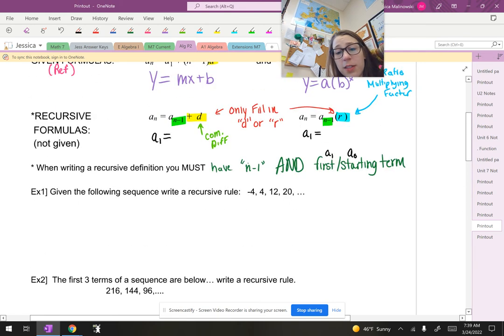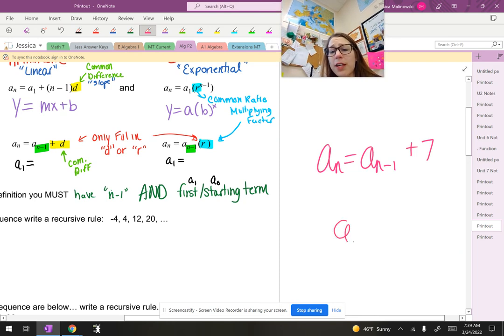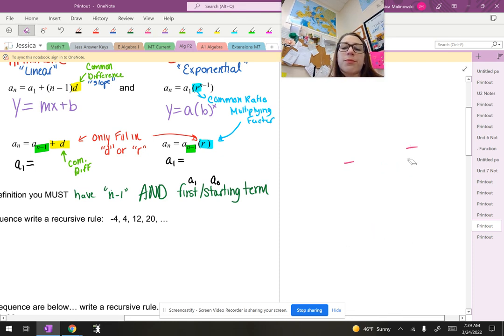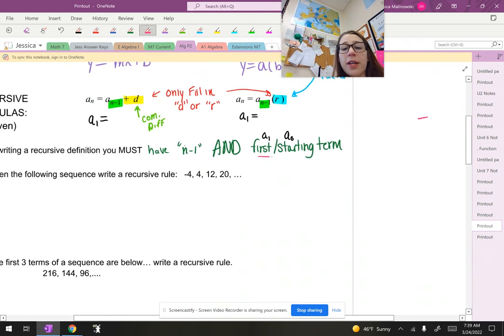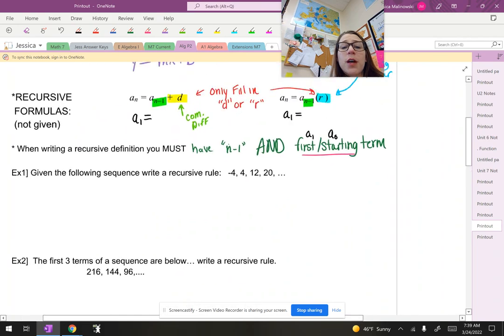That's because if I just make up a recursive formula, a sub n is equal to a sub n minus 1 plus 7, I can't figure out what a sub 3 is until I know what a sub 2 is. And I can't figure out what a sub 2 is until I know what a sub 1 is. And I can't figure anything out until I have a starting place, until I know what to start with. That's why it's so important to have that starting term. You will lose a point if you don't. All right, we'll look at examples.